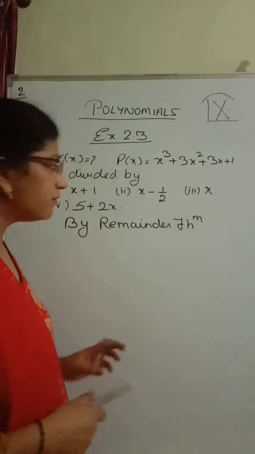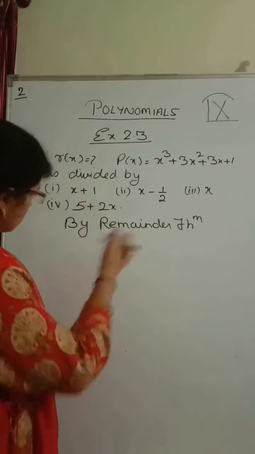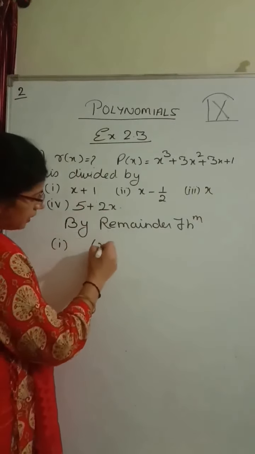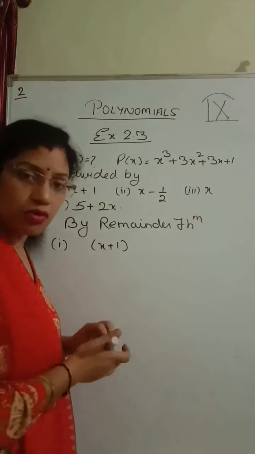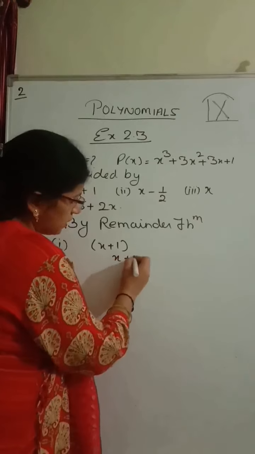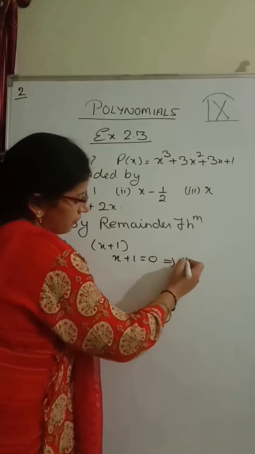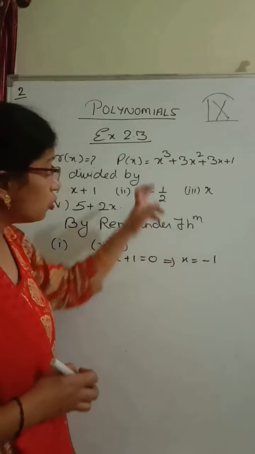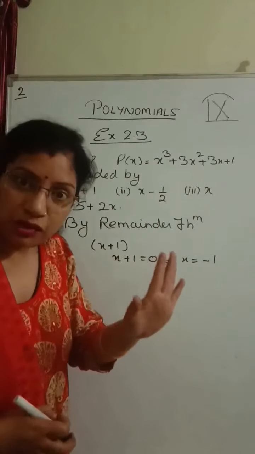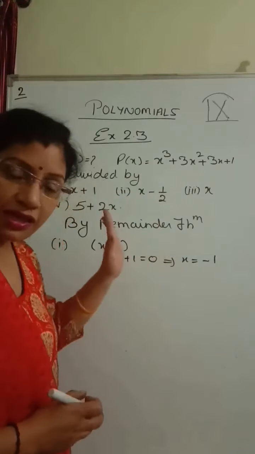In the last video we have done it. First part, let me take, it is divided by x plus 1. तो जिस polynomial से हम divide करते हैं उसको 0 रखते हैं. That means x plus 1 equals 0. So from here we get the value of x as minus 1. तो minus 1 value इस polynomial में रखेंगे, जो भी आएगा वो हमारा remainder होता है. Okay, this we have done in the remainder theorem.